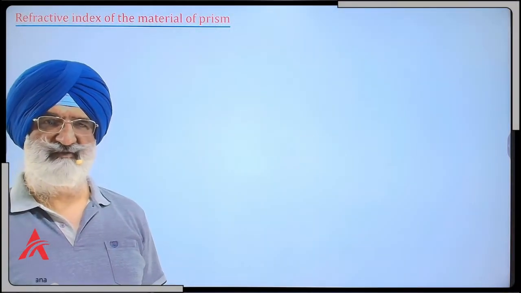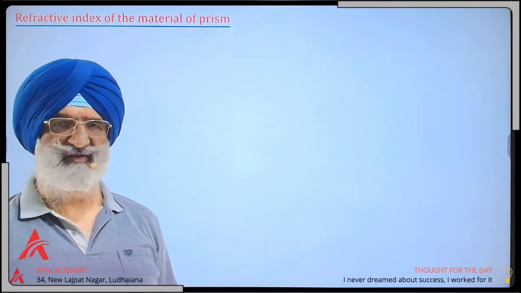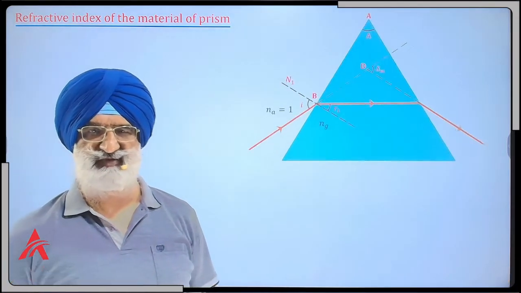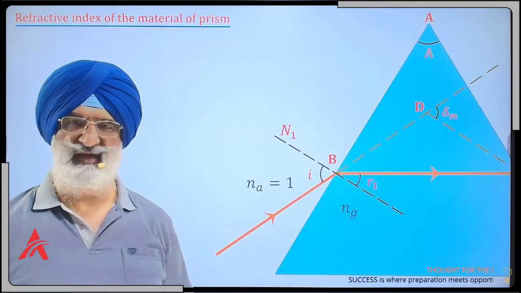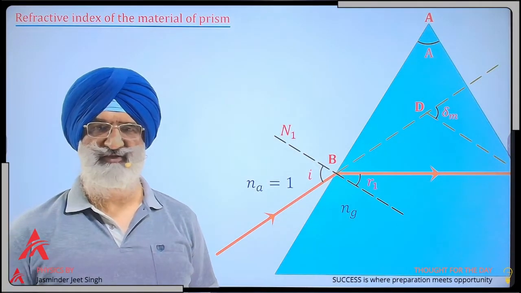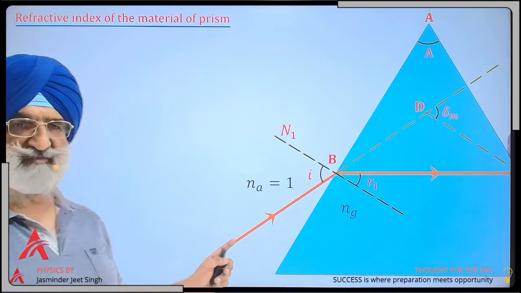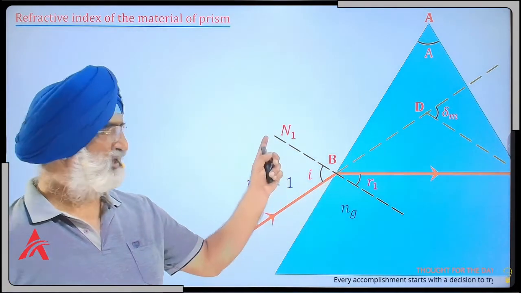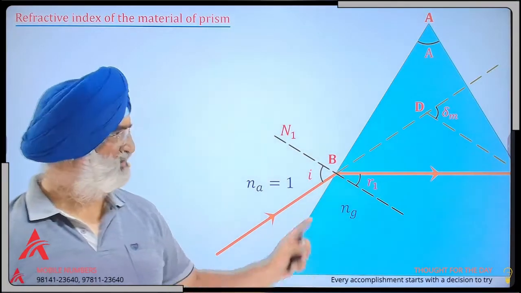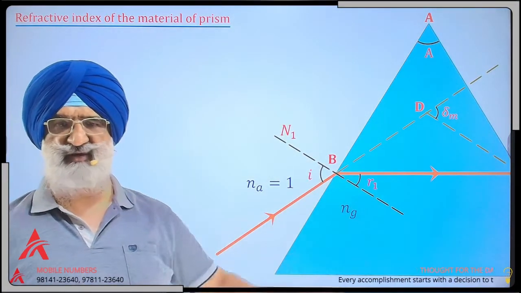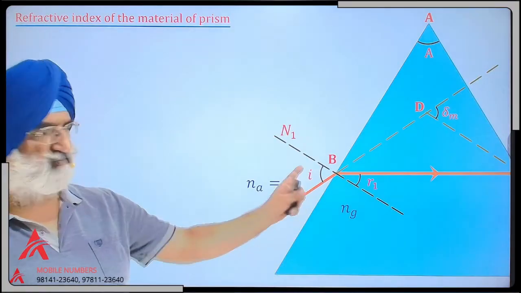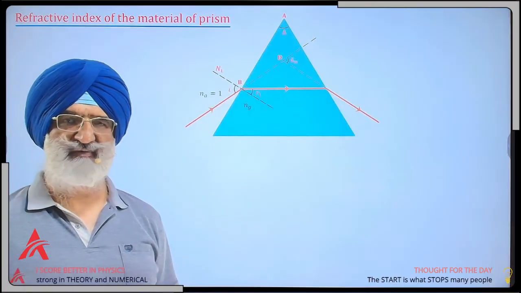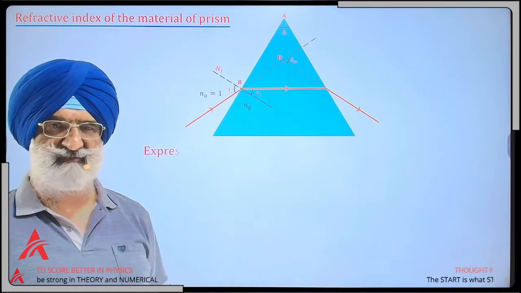We can calculate the refractive index of the material of the glass when the prism is kept at a position of minimum deviation. Let there be an isosceles prism kept at a position of minimum deviation. A monochromatic light falls on the prism at the point B. N1 is the normal drawn at the point B. I is the angle of incidence and R1 is the angle of refraction. At the point B, light is going from air to glass. We can calculate individual angles at the point B.